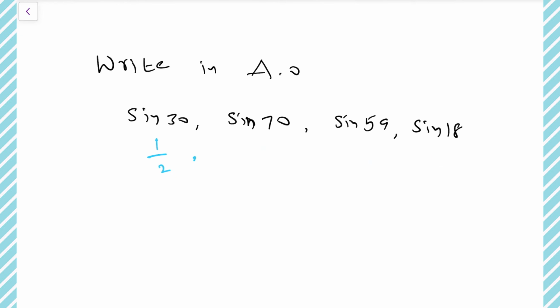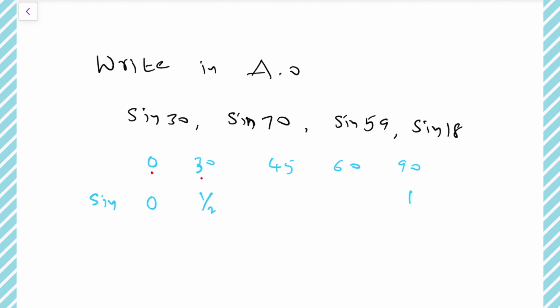These kinds of questions will be based on the trigonometric ratio table: 0 degrees, 30 degrees, 45 degrees, 60 degrees, 90 degrees, right? Now sine values: sine 0 is 0, sine 30 is 1 by 2, and sine 90 is 1. Sine 45 is 1 by root 2, sine 60 is root 3 by 2, but those values are a little difficult to find out and check whether they are ascending or descending. So that's why I'm completely removing those, not to have any confusion at all.